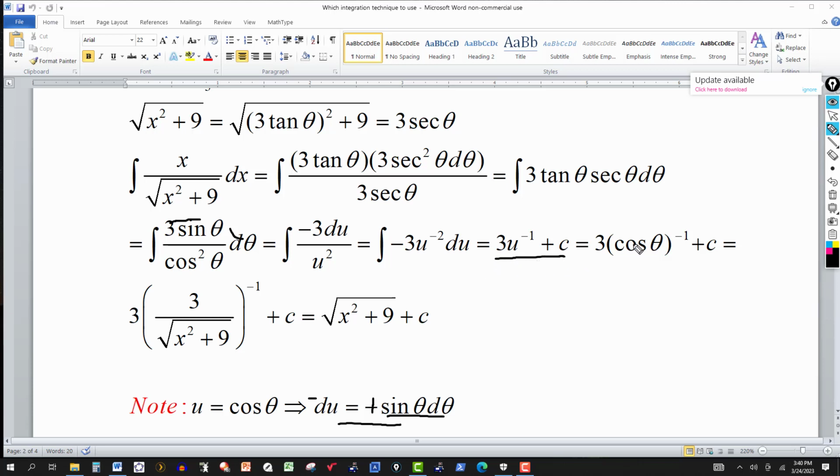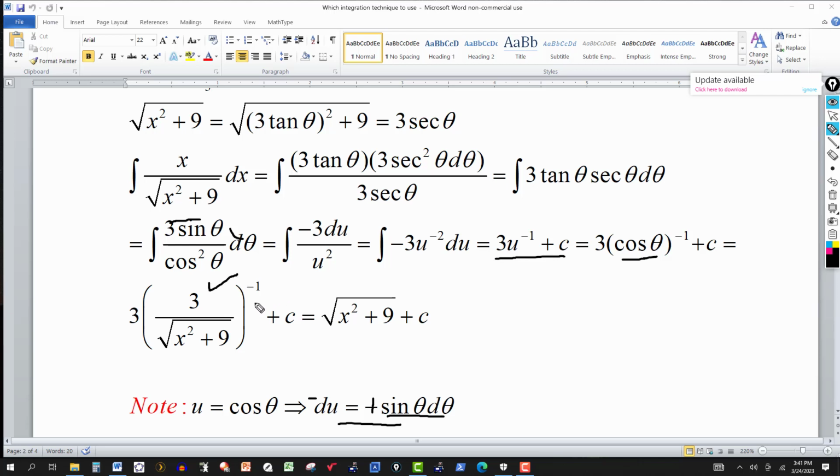And then I go back to the original variable. For this substitution, I go back to the original variable, and that is theta. So the u is replaced by cosine theta to the negative 1, plus c. But now we have to go to the real original variable. We start off with x. For this part here, I go to the triangle. So from the triangle, I find cosine of theta. Cosine of theta is the adjacent, which was 3, over the hypotenuse, which was the square root of x squared plus 9. So that's how I got this right here, and then just to the negative 1.